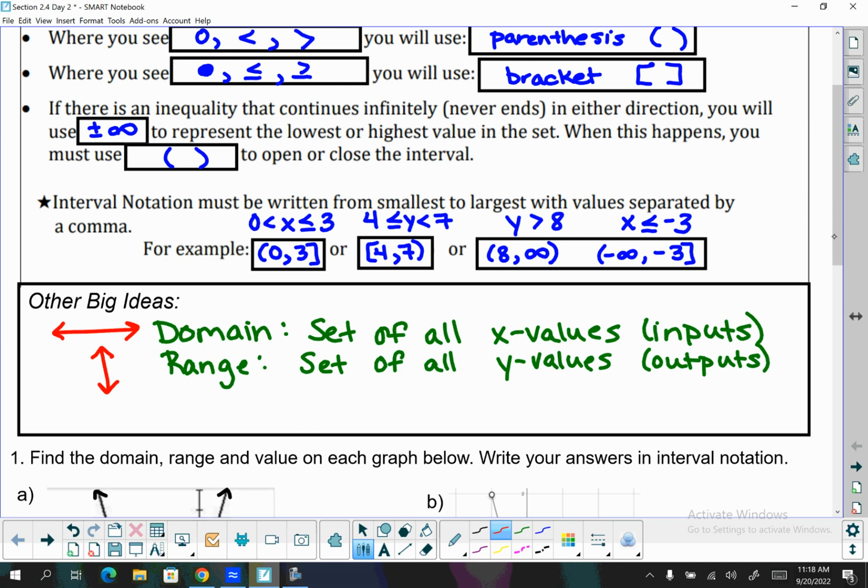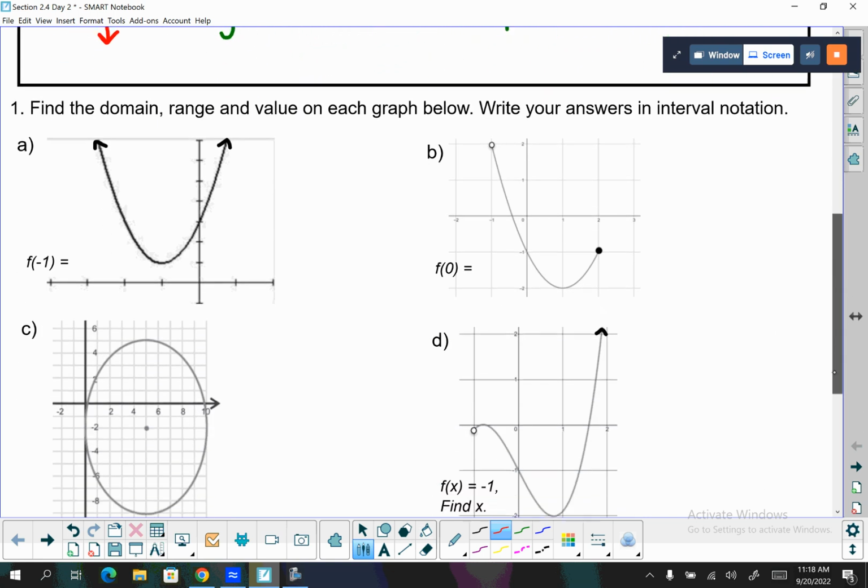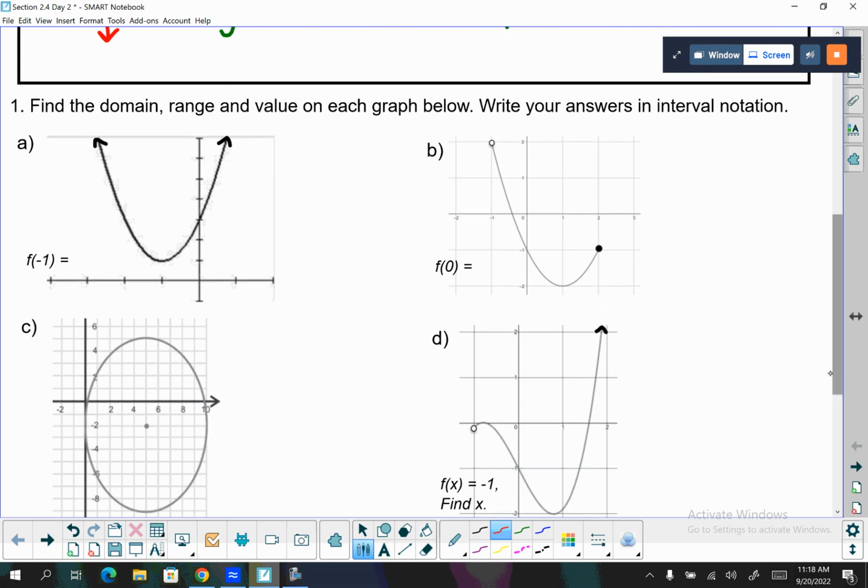Good. All right, let's practice some. Okay, find the domain and range, write your answers in interval notation, and then I have some little things we'll evaluate on the graph too in a minute. All right, so let's start with domain of this graph.